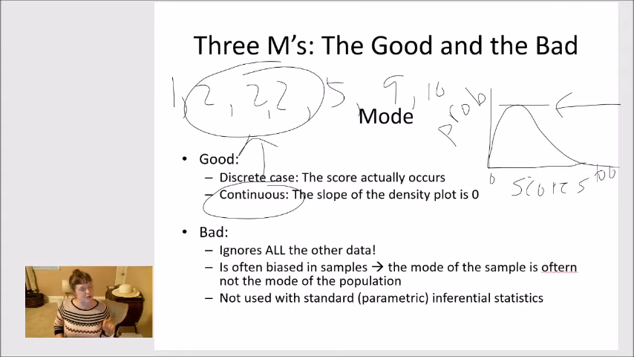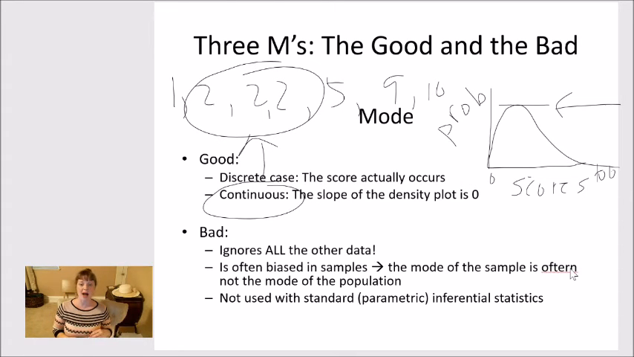Other bad things about the mode is that it's often what's called biased. Now, that doesn't mean that the mode is prejudiced against other measures of central tendency. No, what bias means in this case is that oftentimes sample modes don't look like population modes. And that's what bias means in the world of statistics, that our samples don't look like our populations. And if we want our samples to look like our populations, that's a bit of a problem, right?